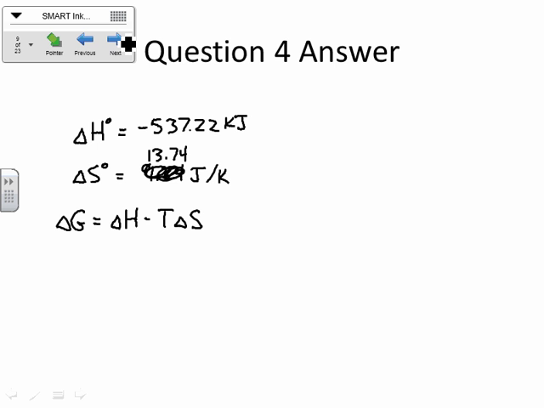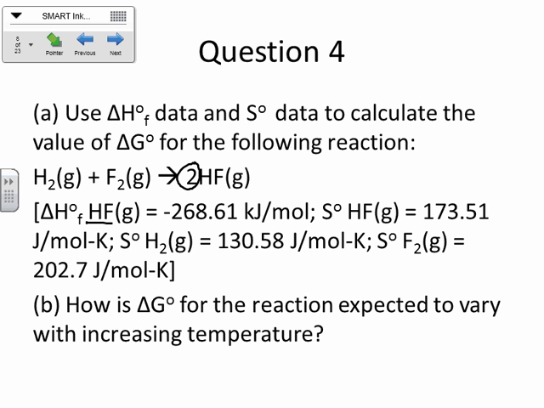then you should get, I'm going to trust you guys for your answer on this one because mine's going to be off now. Actually, I can calculate this quickly: negative 537.22 minus 298 times 0.01374. So you get negative 541.31, and that's kilojoules.